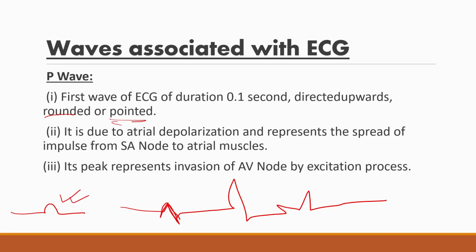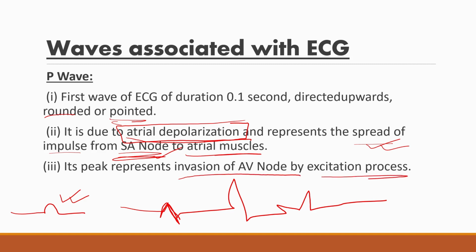Clear? It is due to atrial depolarization. Please note it down. It occurs due to atrial depolarization and it represents the spread of impulses from where? From the SA node. What is SA node? It is one of the pacemaker tissues of our heart. It causes spread of impulses from the SA node to atrial muscles. Clear? Its peak represents the invasion of AV node by the excitation process. Very important.